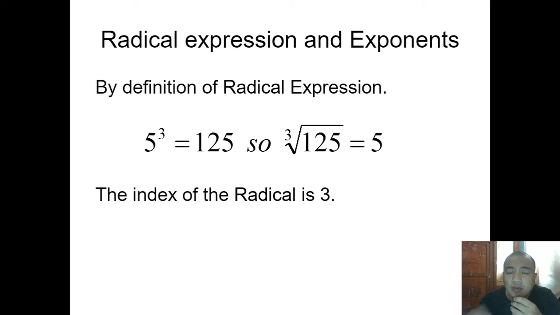So by definition of radical expression, 5 cubed is equal to 125. So that means the cube root of 125 is equal to 5. The index of the radical is 3, right here. So this 3 here is what we call the index. 125 is what we call the radicand, and this is what we call the radical sign, right?